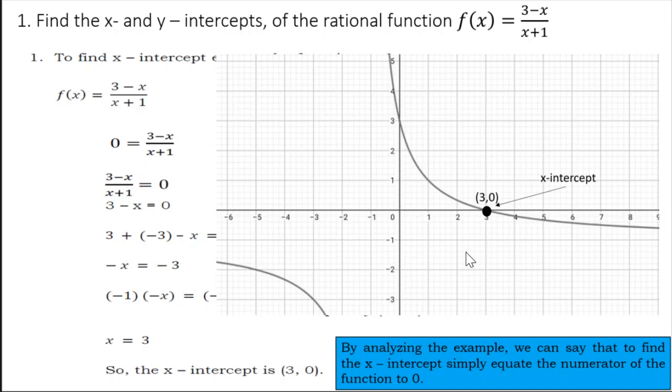So by analyzing the example, we can say that to find the x-intercept, simply equate the numerator of the function to 0. So in our next activity, we are going to equate the numerator to 0 in order to find the x-intercept.